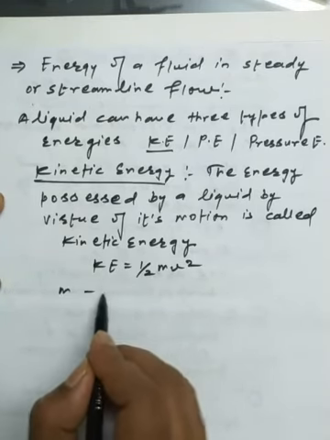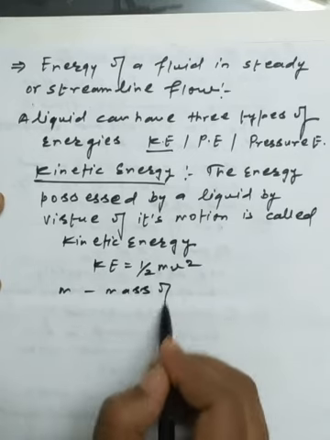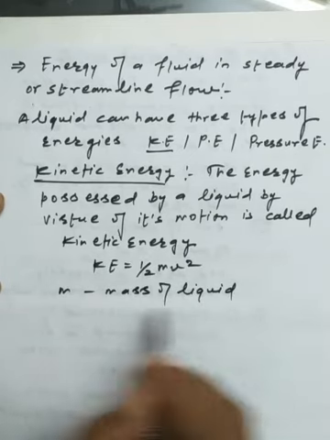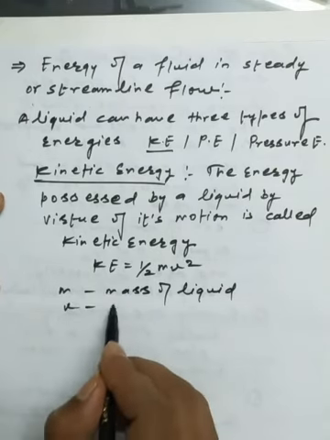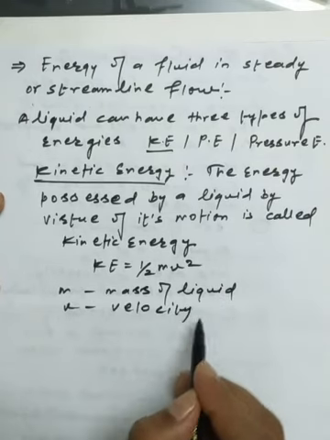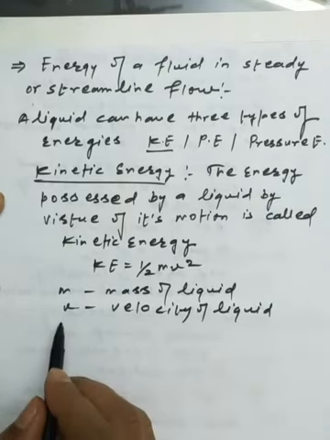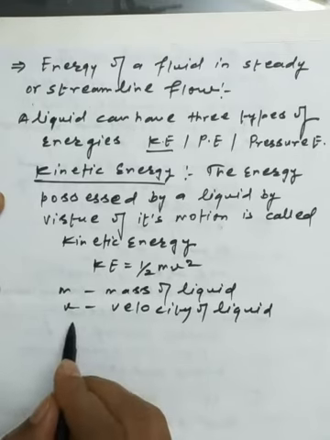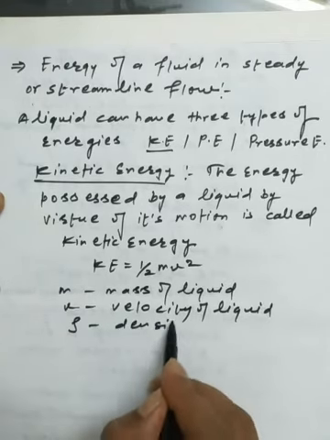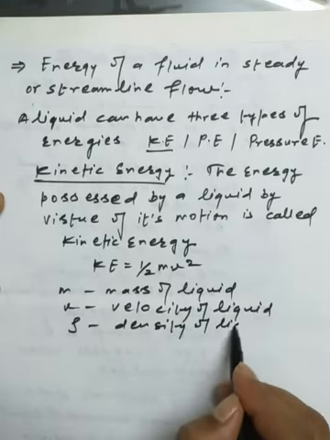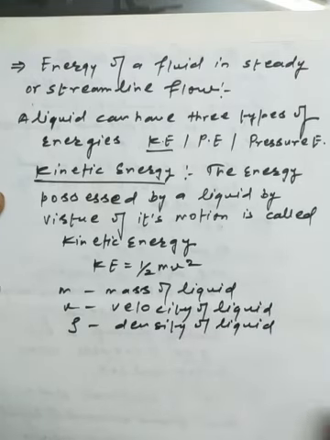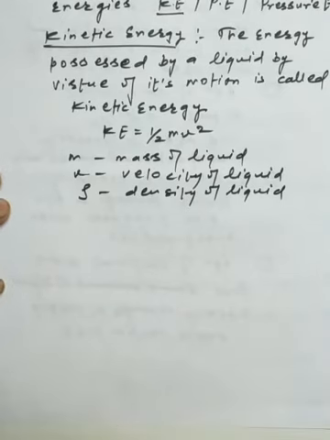M is the mass of liquid we have, v is the velocity of liquid we have. Here we are also assuming the density of the liquid, that rho is the density of liquid, because we are assuming an incompressible liquid. So throughout the volume the energy density of the liquid is constant. Here we are representing them in three parts.